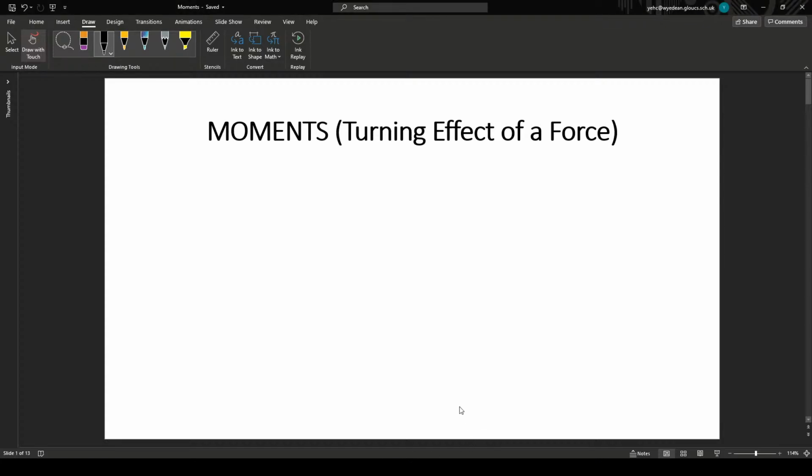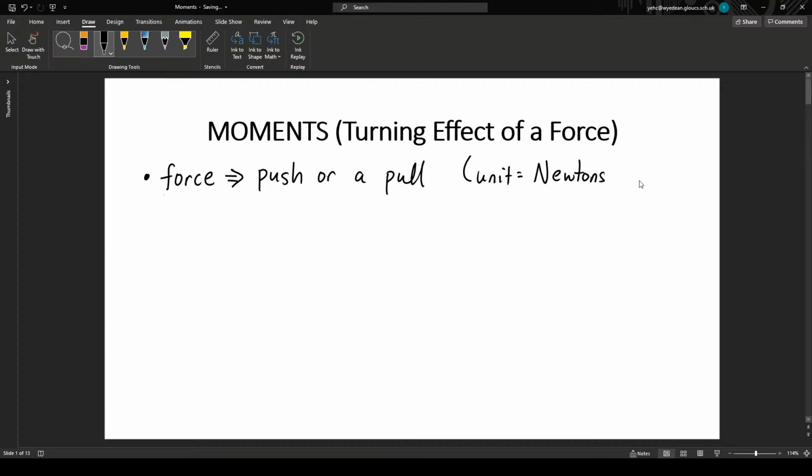Okay, so previously we covered in this topic what a force was. This is just a recap now for our knowledge. And remember, a force is a push or a pull, and the way we measure forces is in newtons, also shortened to N.